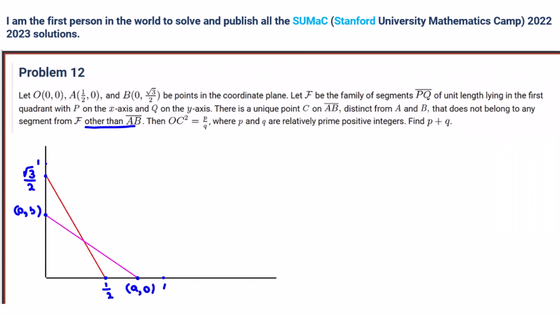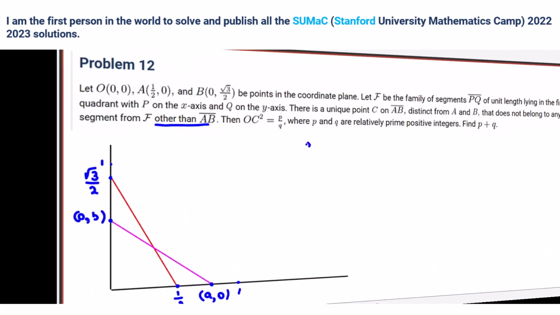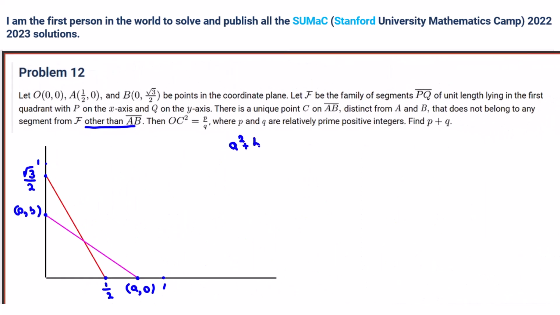A squared plus b squared is 1. Yes, a squared plus b squared is 1. And what's the equation of this line? y equals negative b over a x plus b.